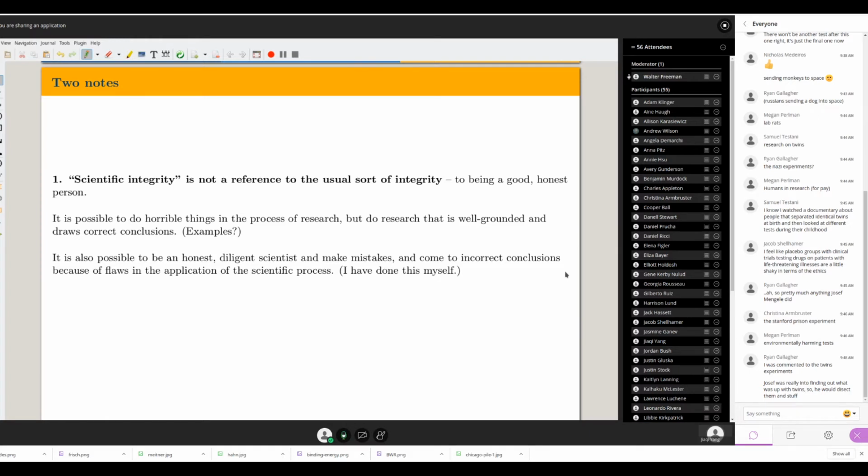Megan mentions tests that harm the environment, and the big example that comes to my mind is nuclear weapons testing, atmospheric nuclear weapons testing in the Marshall Islands, which did a huge amount of harm to places where the Marshallese live and destroyed some lovely natural features.